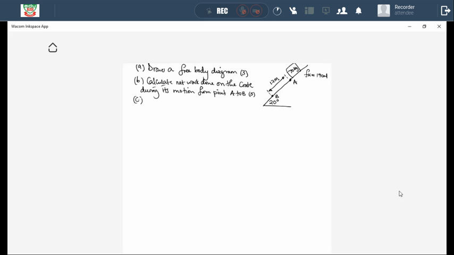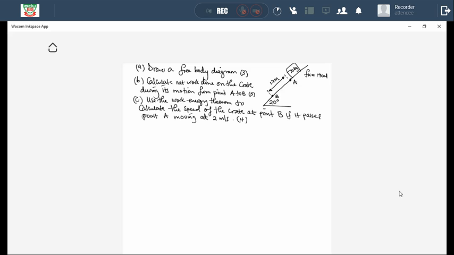Then item number C: use the work energy theorem to calculate the speed of the crate at point B, if it passes point A moving at 2 meters per second, and it's 4 marks.